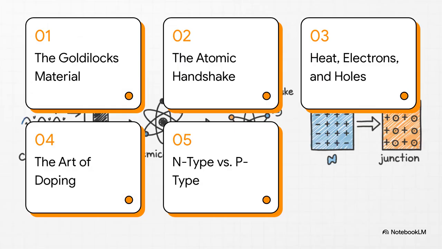So here's how we're going to tackle this. We're going to build our understanding from the ground up in 5 key steps. First, what a semiconductor actually is. Then we'll zoom way into the atomic level. From there, we'll figure out how we can actually control its behavior. And finally, see how we engineer it into the stuff that makes all our tech possible.